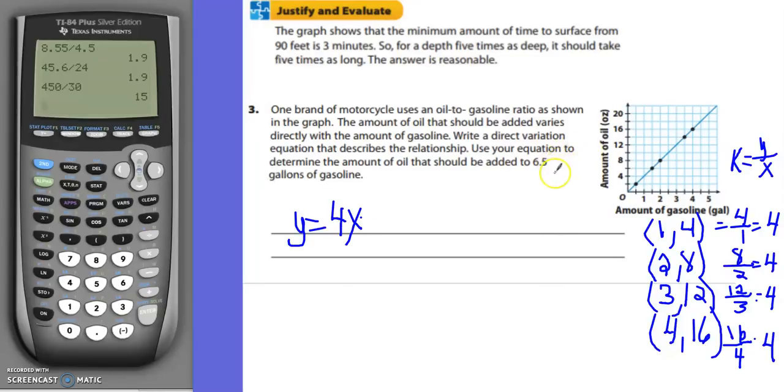Now we want to know for 6.5 gallons. So y equals 4 times 6.5. 4 times 6.5 will get me 26. So we'll need 26 ounces of oil.